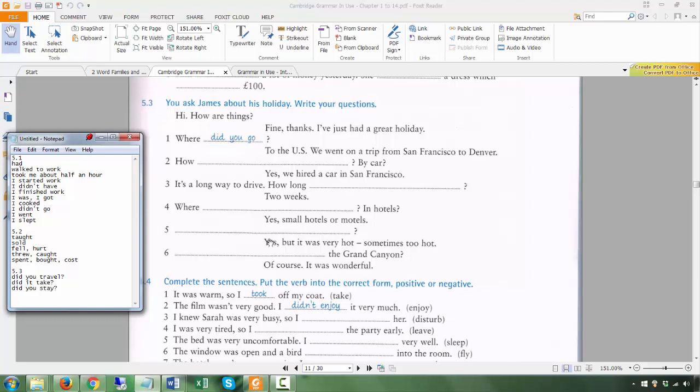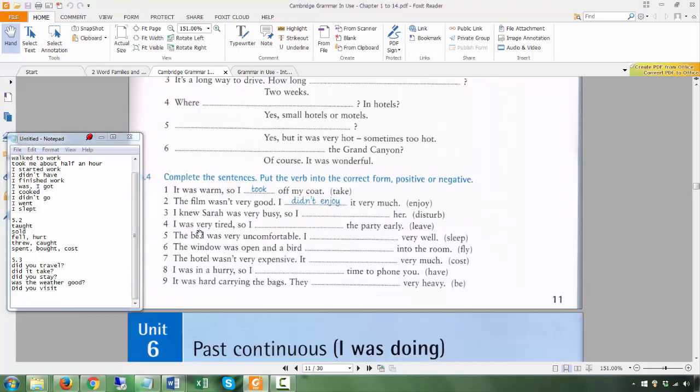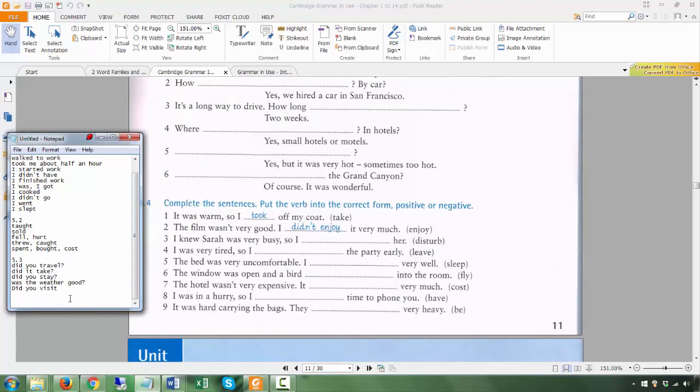Yes. So you wouldn't use a WH word. Was the weather good? Yes. Or was the weather fine? Yes. But it was very hot, sometimes too hot. Did you visit the Grand Canyon? Did you see the Grand Canyon? Right? So these are all past simple in the question. And 5.4.